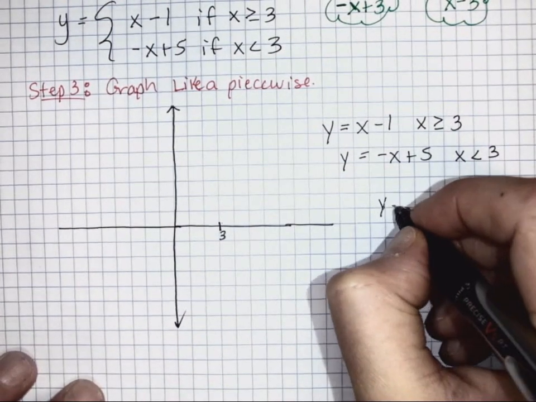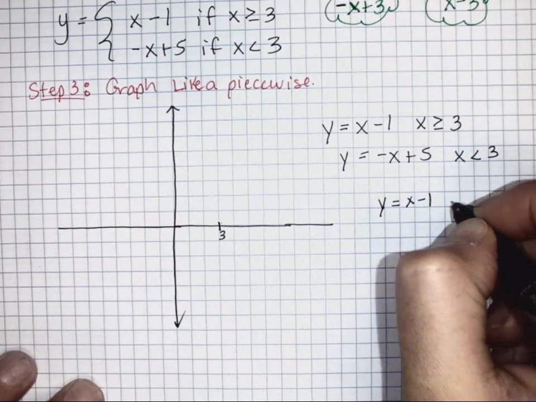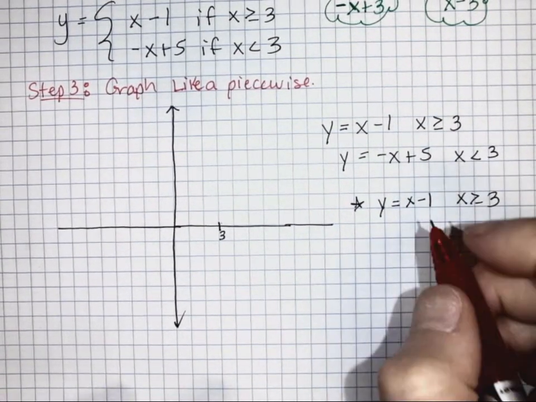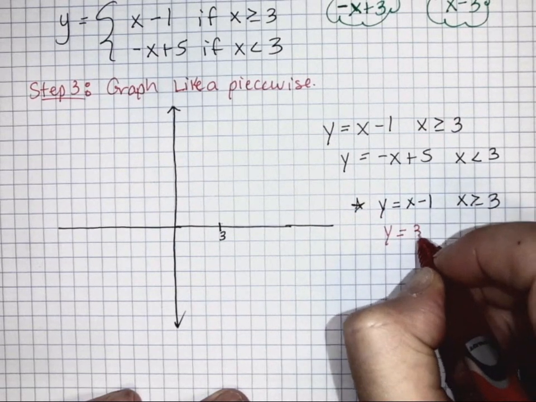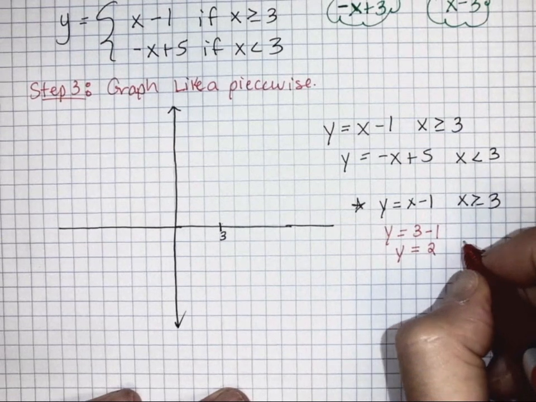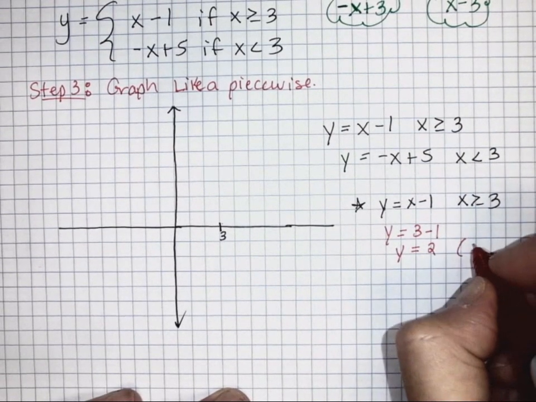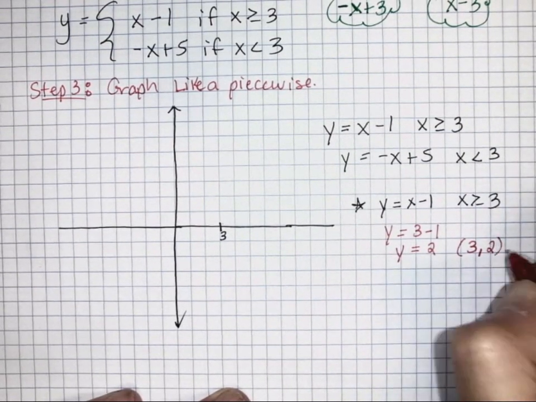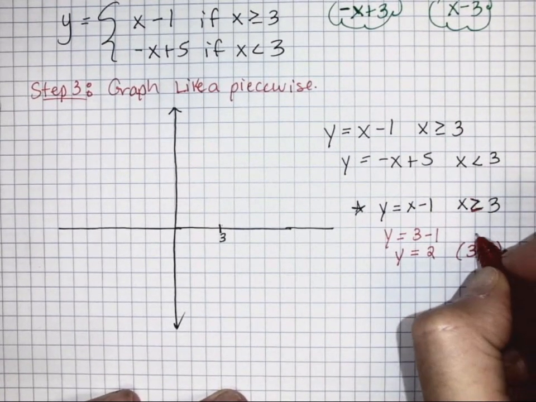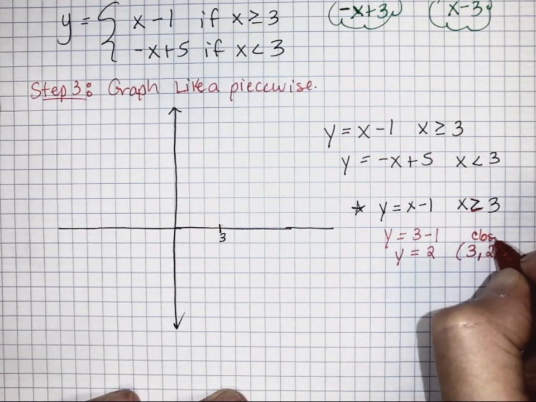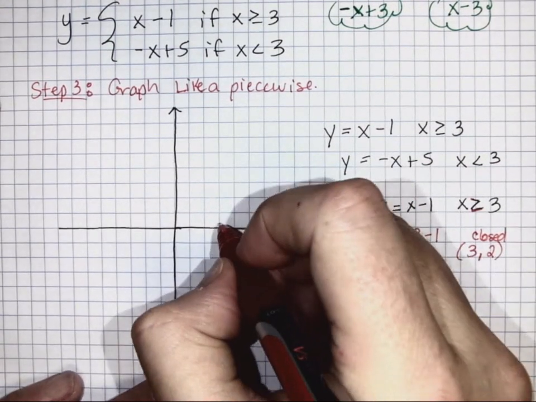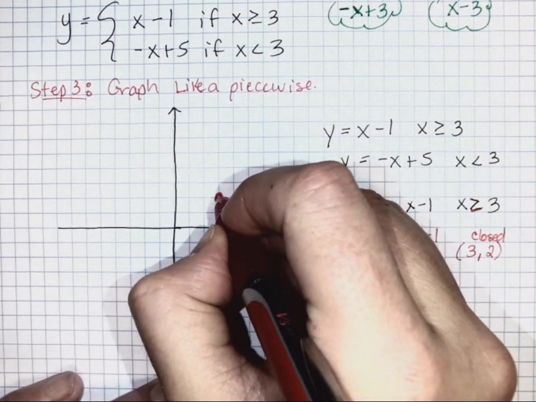So once again, x is greater than or equal to 3 for this piece. I'm going to take 3 and plug in. So y equals 3 minus 1. I do not get 4, so sorry, y equals 2. So my ordered pair where I start here is at 3, 2. And you got that equality part, so this is going to be a closed hole. So 3, 2, closed hole there.